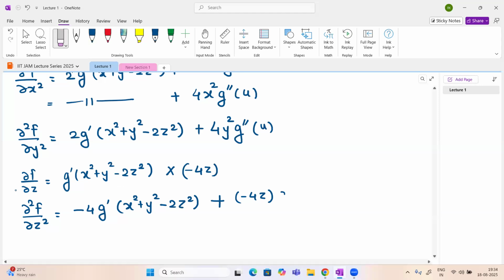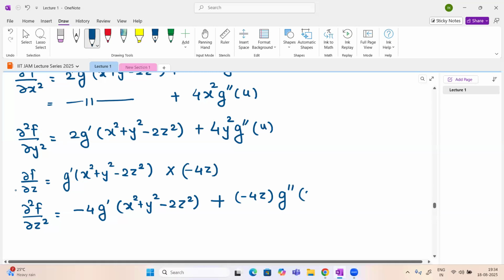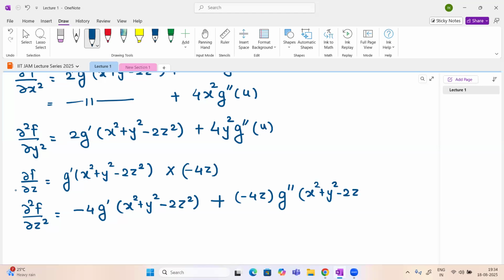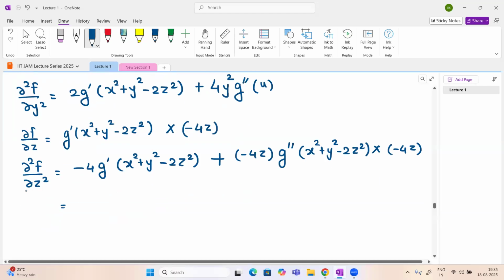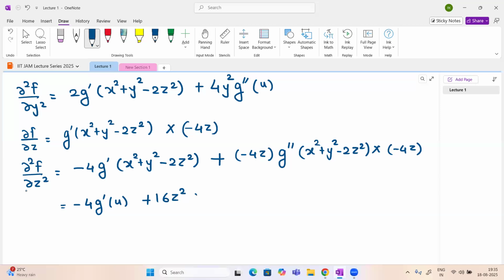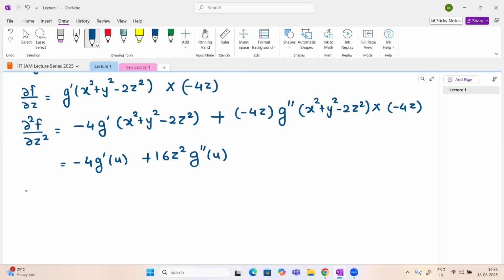g double dash of x square plus y square minus 2z square into the derivative of this bracket, which is minus 4z. Agree? So this is minus 4 g dash of u plus 16z square g double dash of u. Agree with me? Yes, sir.